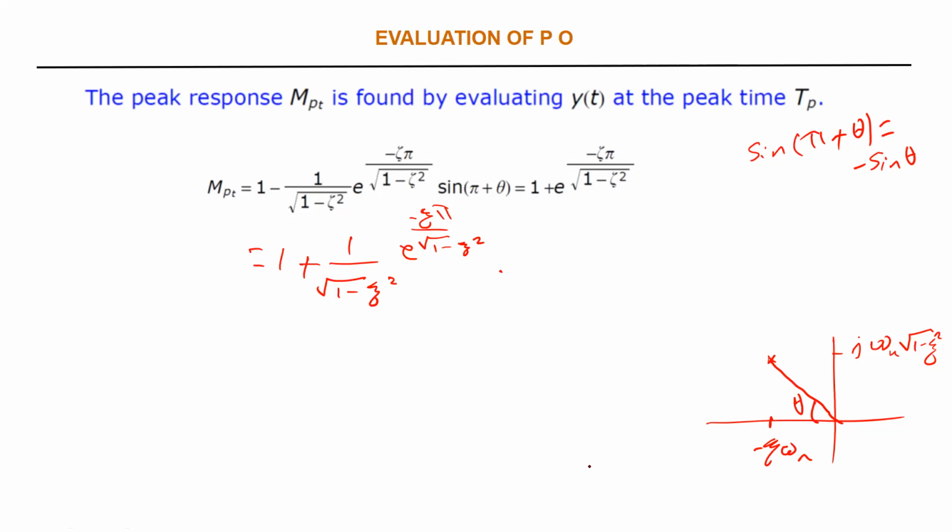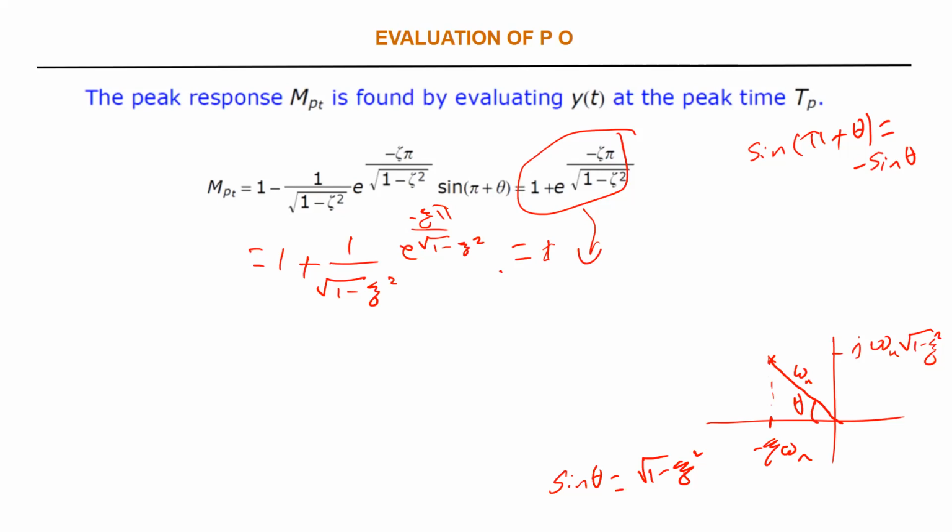So what's the sine theta? It will equal to omega n root of 1 minus zeta square over omega n, so it's going to be root of 1 minus zeta square. Yes, that's it. Substitute in here, it cancels with the 1 minus zeta square root, and you get this formula. Okay? This is the value of the function at the peak time.